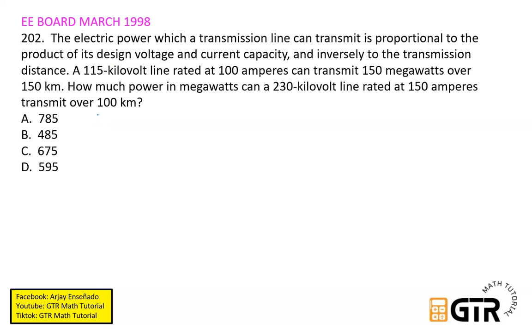Okay, so buuin muna natin ang ating equation. So the electric power which a transmission line can transmit is proportional. Okay, so proportional, ibig sabihin yan, varies directly. So electric power, so gagamitin natin ay P for power equals K proportional to the product of its design voltage. So design voltage, so V ang gagamitin natin, and current capacity. So yung current pwedeng I ang gamitin natin na symbol for current, or pwedeng C na lang kung depende sa inyo kung anong gusto nyong gamitin. So ang gamitin natin ay letter I na lang. So since yun talaga ang symbol for current.